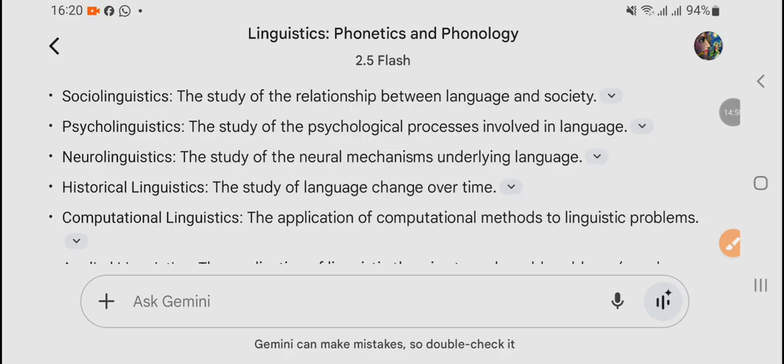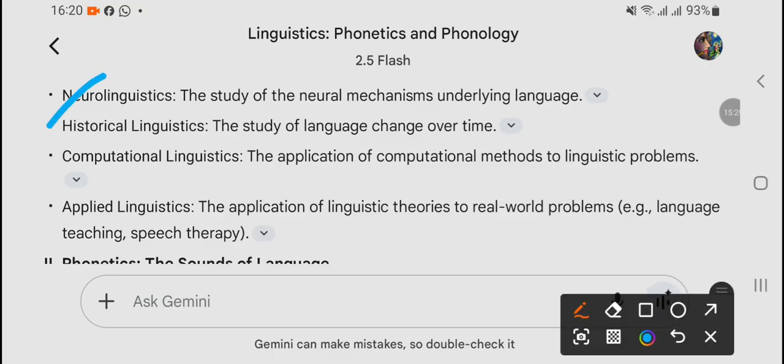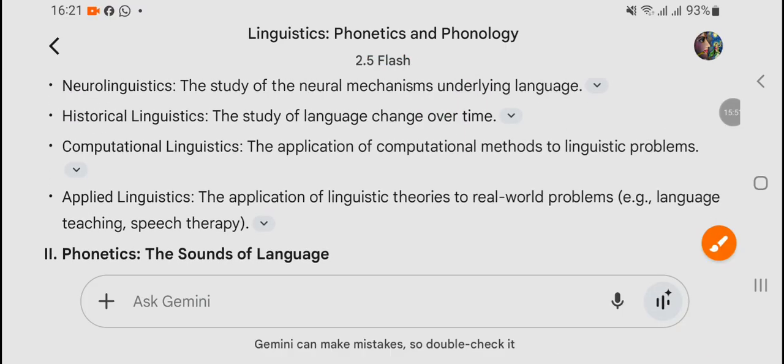Then psycholinguistics, the study of psychological processes involved in language. How psychologically we change our mind. Suppose I'm talking to a foreigner, so my psychology will be changed, and if I'm talking to my close friend, my psychology will be changed. Language changes. So that is the study of psychological processes. Then neurolinguistics, the study of neural mechanisms underlying language, right? That's something to do with the nerves, how aware and how alert we are when we talk to different people. So its impact on our language is studied in neurolinguistics.